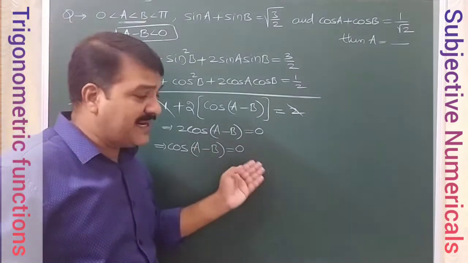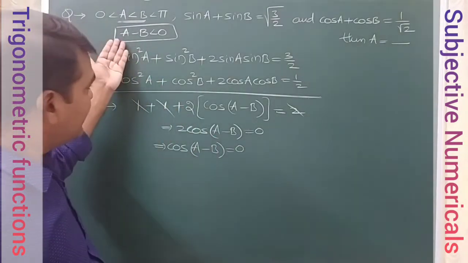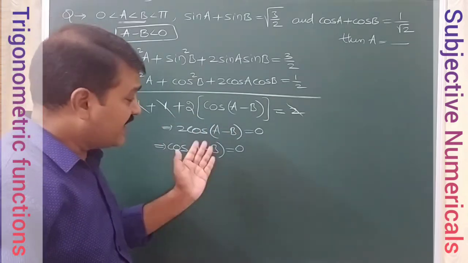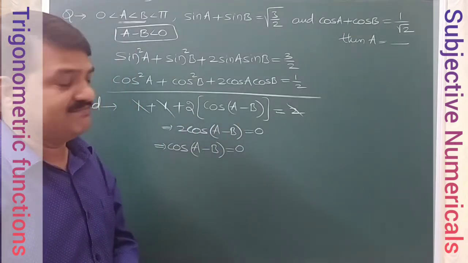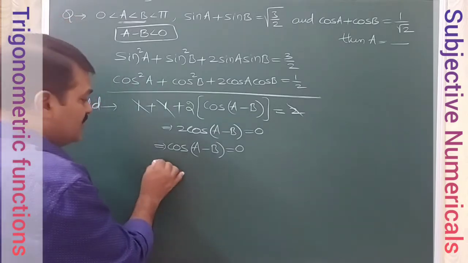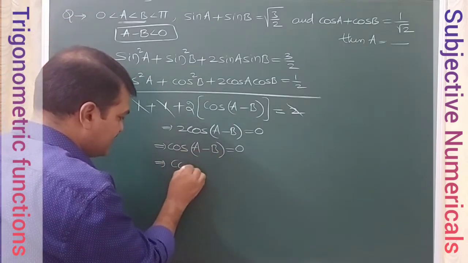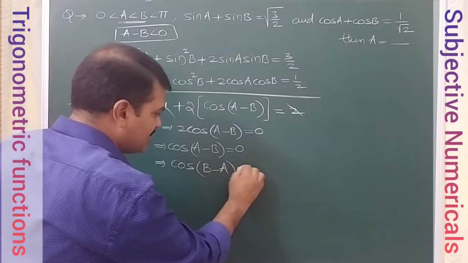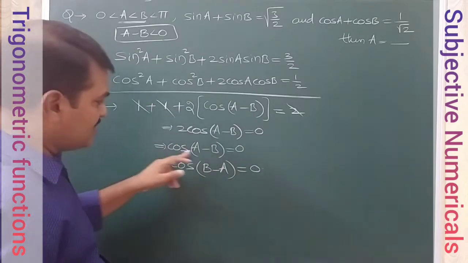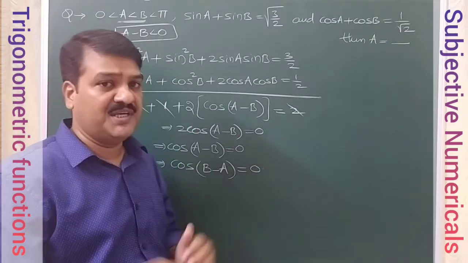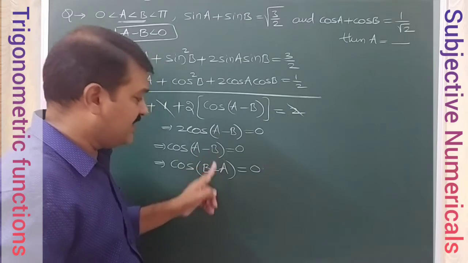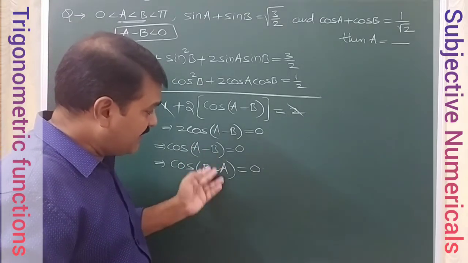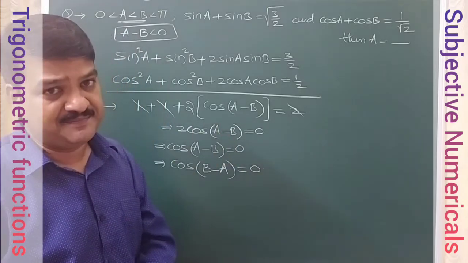Can you take A minus B as pi by 2? No, because A minus B is negative. You cannot take A minus B as pi by 2. You can take minus pi by 2. That is okay. Or, if you take minus common in this, you can write like this: cos of B minus A is equal to 0. This is correct, because cos of minus theta is cos theta only. We are taking minus common in this. Cos of minus theta is cos theta only, no problem. B minus A as pi by 2 you can take.